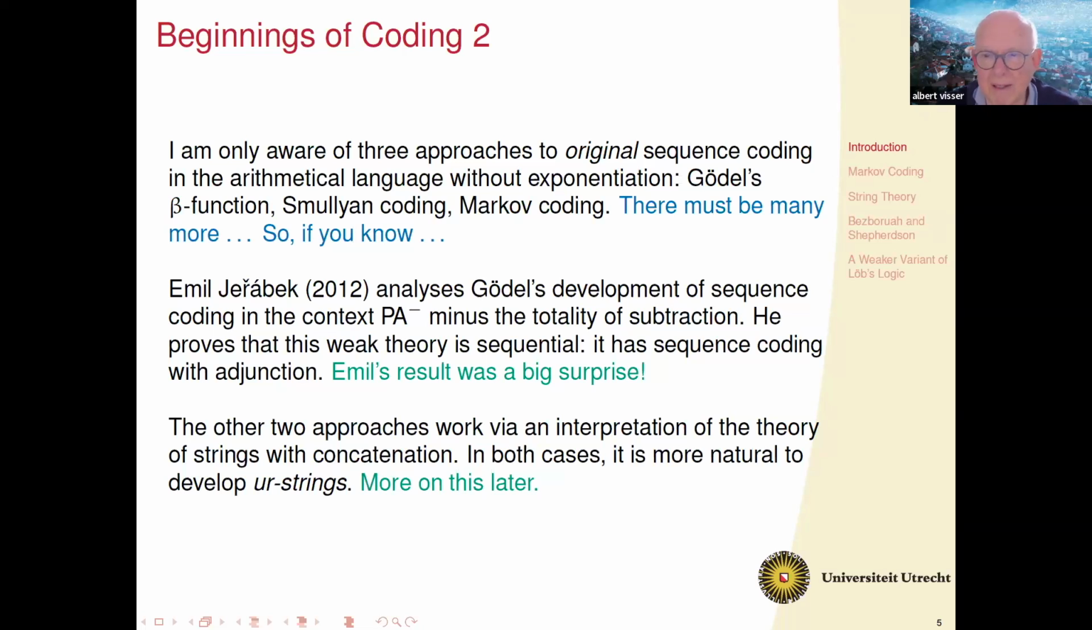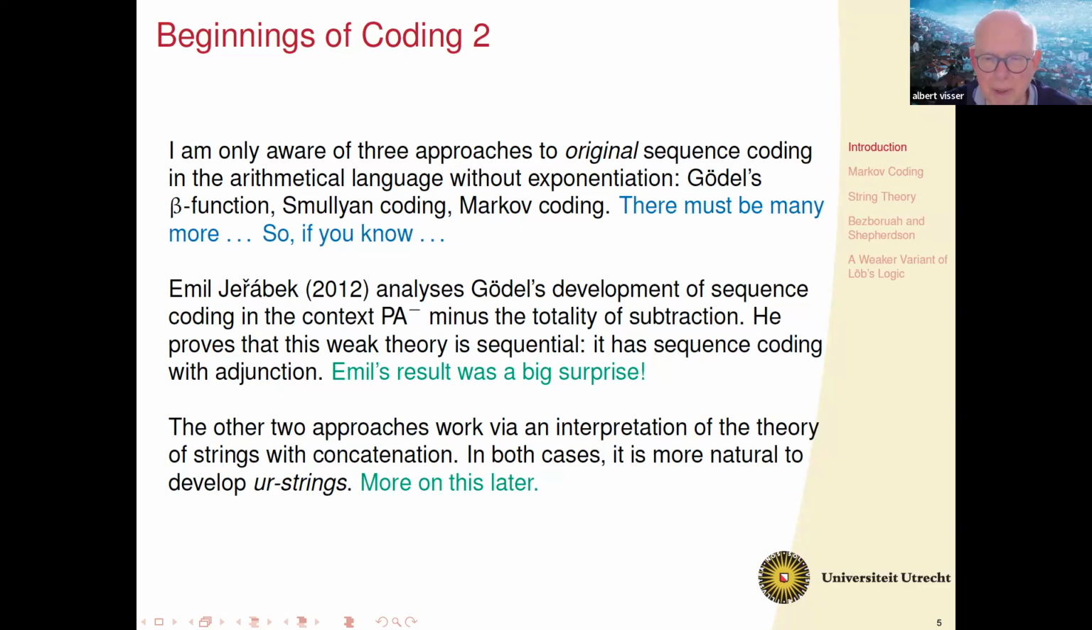Given that you have sequence coding, this means that the theory is sequential. Sequentiality means that you have the coding plus also the adjunction. So given the code for a sequence, and given an element, you can add the element on top of the sequence, or at the end of the sequence. And for me, Emil's result was a real surprise. I never had expected that you could do it in such a weak theory. In some sense, I'm still amazed by that.